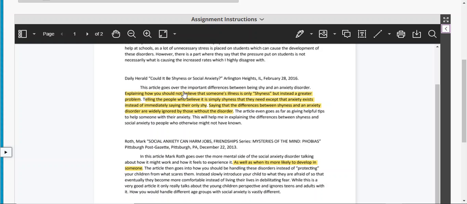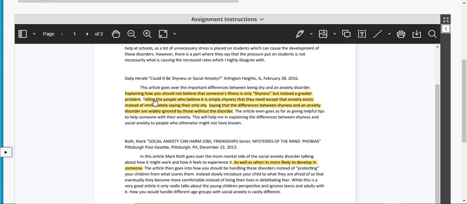Now, if we go to the next sentence, I'll read this: explaining how you should not believe that someone's illness is only shyness, but instead a greater problem. As a reader, I'm looking at that and asking, who did the explaining? There's no subject here. Anytime you have an ing word, make sure that you've got a subject. I could fix this by saying, the article explains how you should not believe that someone's illness is only shyness, but instead a greater problem.